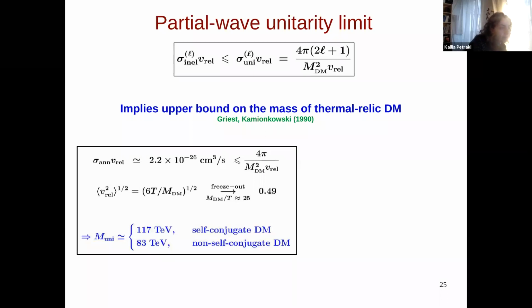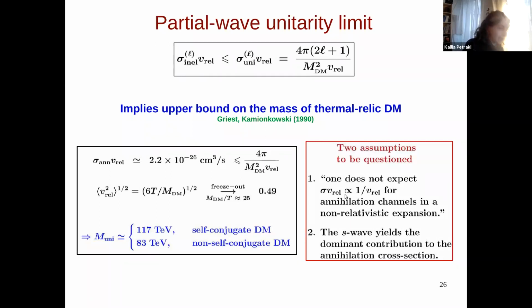Now, there were two assumptions made in this paper. One is that they explicitly write that one does not expect the annihilation cross-section times relative velocity to scale as 1 over v for annihilation channels in a non-relativistic expansion. And the other one is that the S wave yields the dominant contribution to the annihilation of dark matter. So what I would like to do is question these two assumptions and show that actually they are not true, quite the opposite.